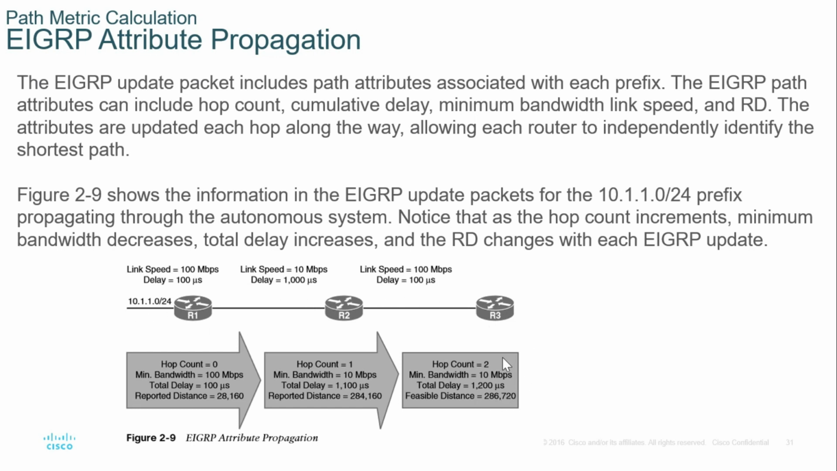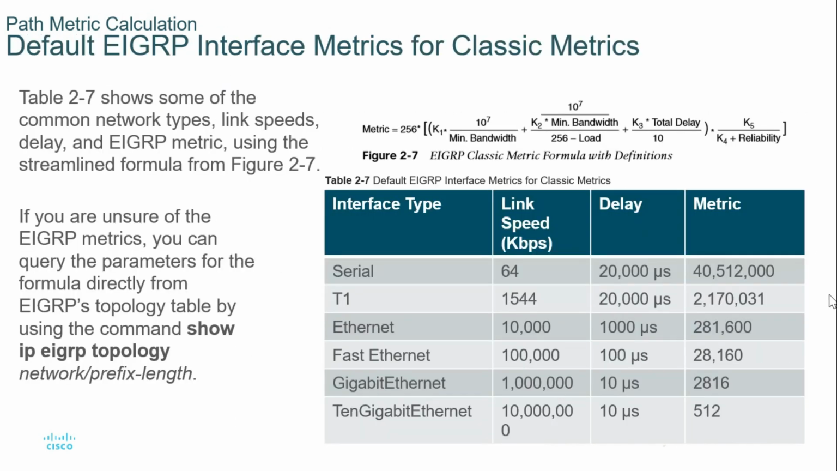So the feasible distance is used by router 3 to calculate the possible path to get to this network from itself. Okay, so it says this is the feasible distance for R3 to get to this network via R2 and R1. So that is how it uses the parameters to calculate the best path. So the delay value earlier, you might be wondering how to get it. Actually in EIGRP it already has the value.